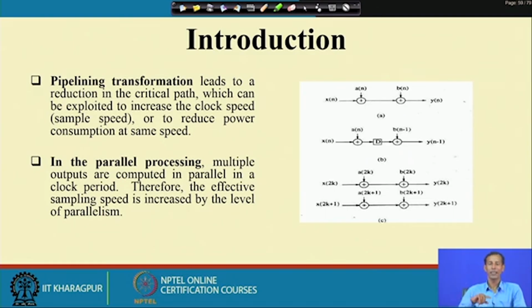Here also the same principle works. Whenever we are doing parallelism, suppose the level of parallelism is chosen as n. Then I can increase the clock speed or the sampling speed by a factor of n. Not only that, the corresponding power will also be decreased by a factor of n squared.